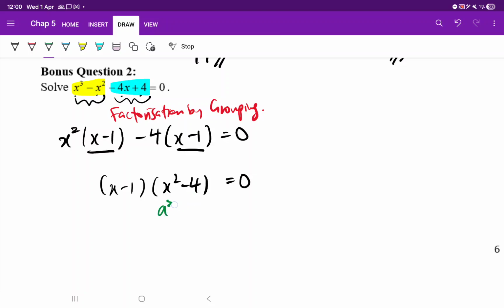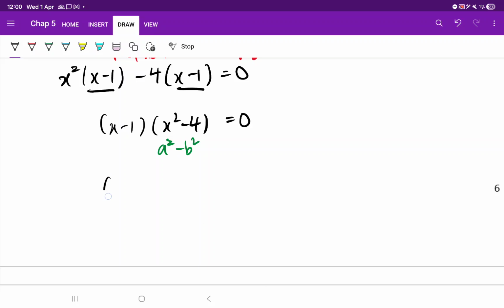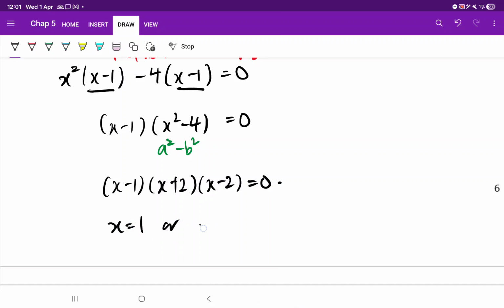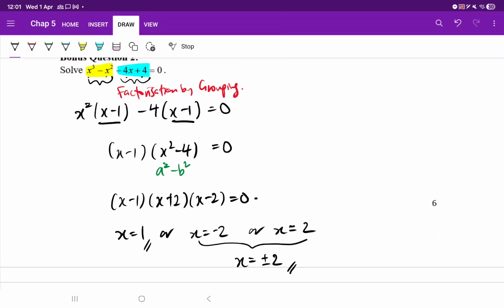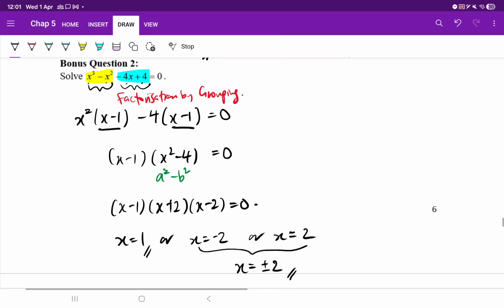For those of us who cannot see, I write down. That's a squared minus b squared. So you will get x minus 1, x plus 2, and then x minus 2. Use your zero product rule, and you will get x equals to 1, or x equals to minus 2, or x equals to 2. But remember, I said before, you got two answers that are the same number but different sign. Plus minus. You can combine and write it as plus minus 2. Okay? The last step, the plus minus 2 is not a must. It's just good to have.